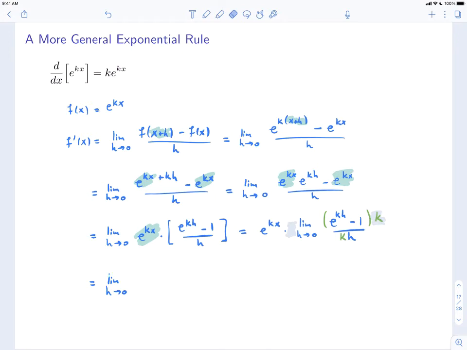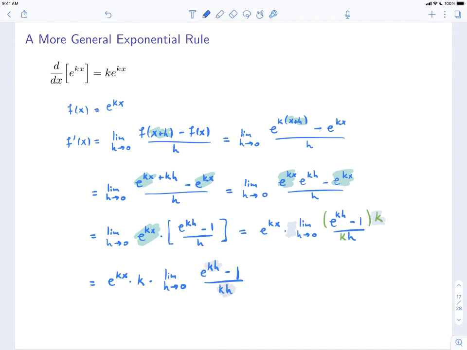So the first thing I need to do is just erase that and write this as e to the kx times k times the limit as h goes to 0 of e to the kh minus 1 over kh. And now what we notice is that we have a kh in the exponential and a kh in the denominator. Now k is just some constant. So as h is going to 0, kh is also going to 0.